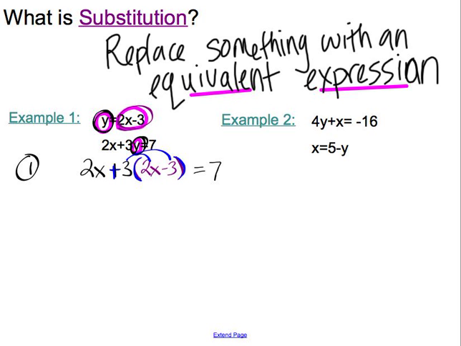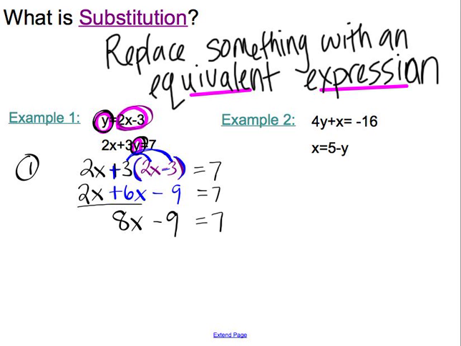So again, I copy other things down. I'm going to copy the 2x and I'm going to copy the 7. But I am going to distribute the 3 to the 2x and do 3 times 2x, 6x. And of course, that's plus 6x. This is positive 3 times negative 3 because of the minus here, so it's going to be negative 9. 3 times negative 3 is negative 9. Now I have a much easier equation, and I'm going to continue solving. The next step is always to simplify. So we start with simplifying 8x minus 9 equals 7. We have a simpler statement now. And then we just continue solving.